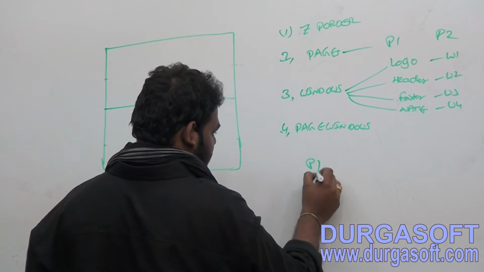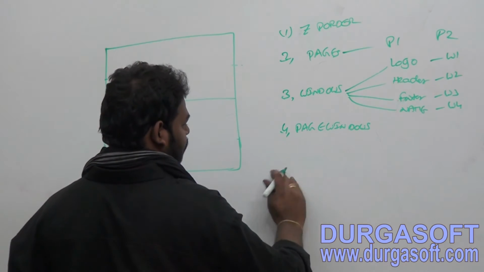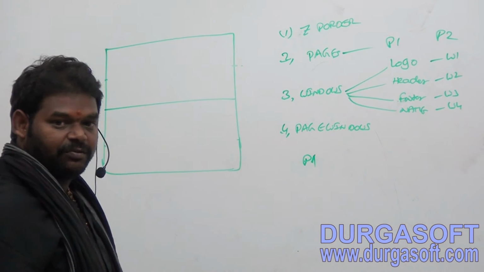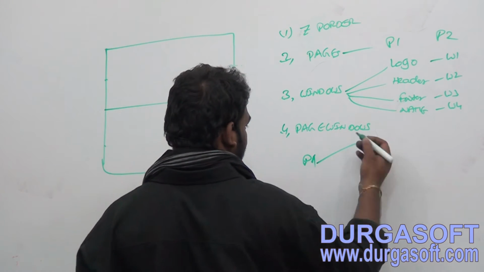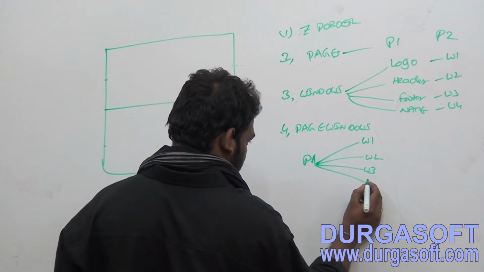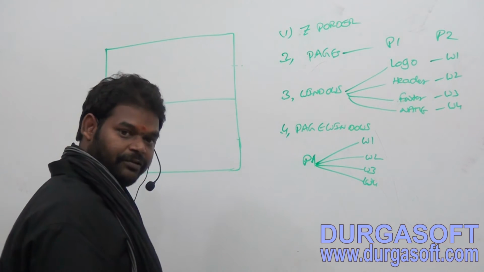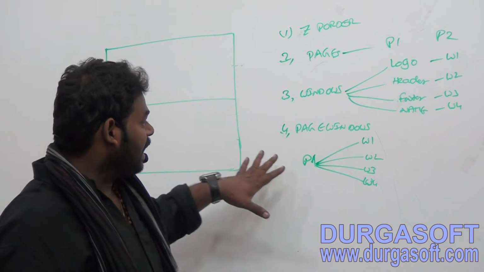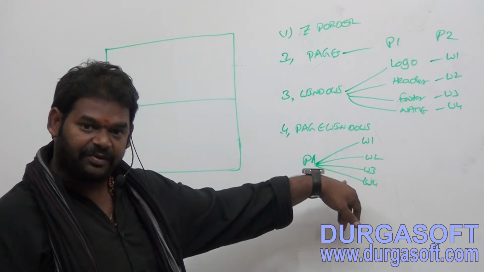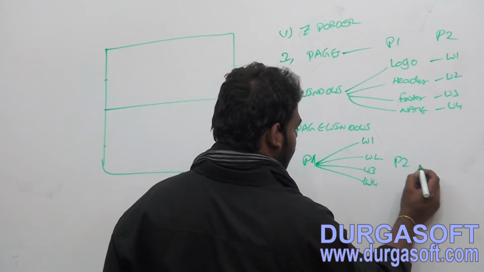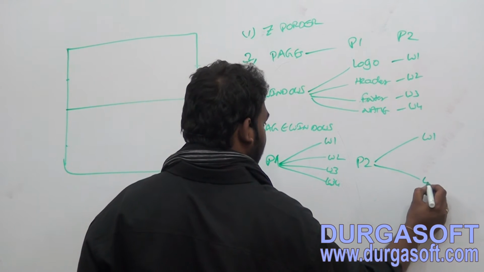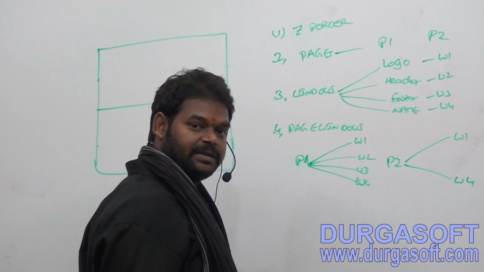That means in page 1, we have already prepared 2 pages. In page 1, what are the windows you require? So in page 1, I am saying that I require W1, W2, W3 and W4 also. That means in the page windows, we need to mention that in this page I require these windows. Even in page 2, I don't want all those things. I want only one, logo as well as footer. That is enough for me.